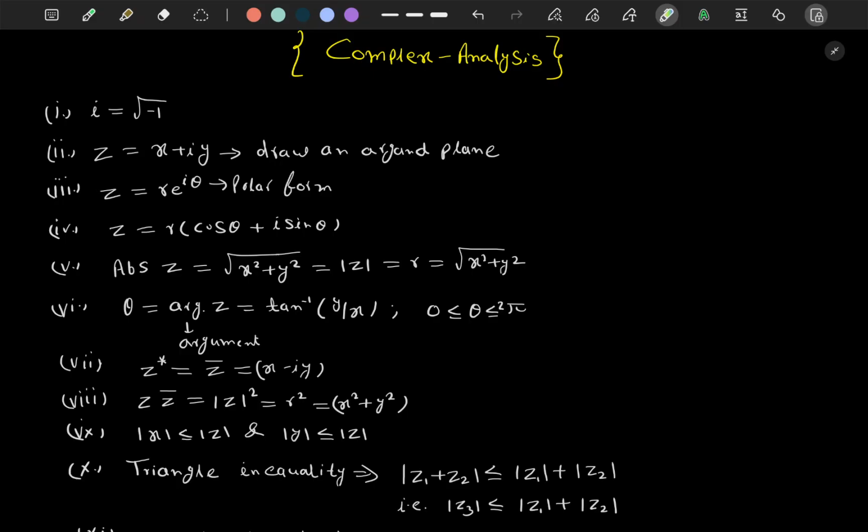Today we are going to start our new series of complex analysis. Okay, in MMP we are going to start our complex analysis.